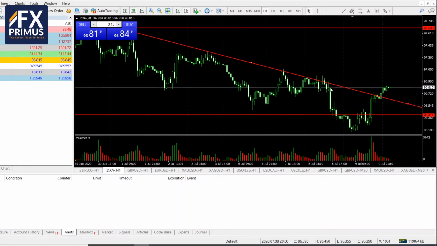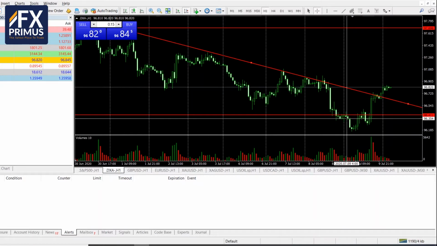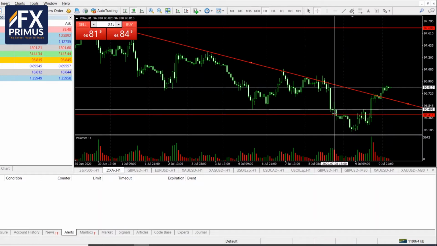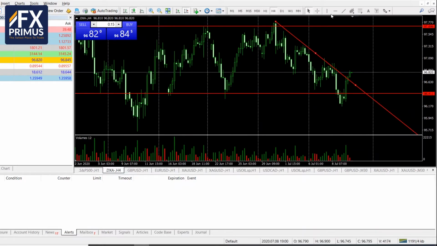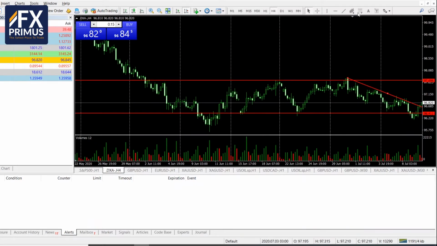For yesterday, or rather on Wednesday, it actually touched the support levels of the 4-hour charts. Over here, not only did it touch, it also broke through a little bit, and it managed a very strong recovery towards yesterday evening.